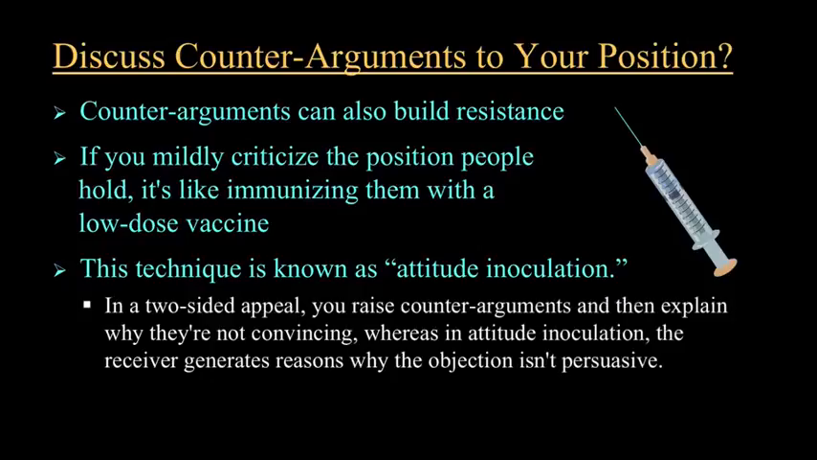The difference between a two-sided appeal and attitude inoculation is that in a two-sided appeal, you raise the counter-arguments and then explain why they're not convincing. Whereas in attitude inoculation, you raise a mild objection and it's the receiver who generates the reasons why the objection isn't persuasive. The next question that I want to consider is whether it's better to use a central route to persuasion or a peripheral route to persuasion. And this, too, is a topic that's covered in more detail in this week's assigned reading.